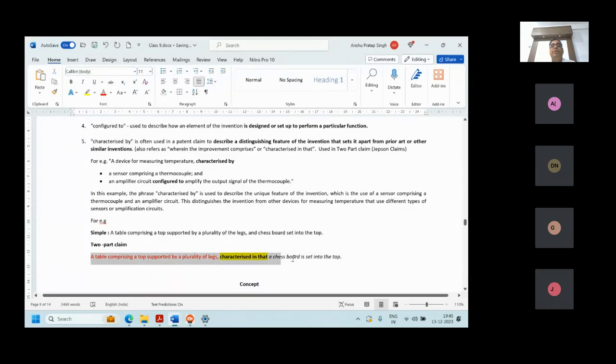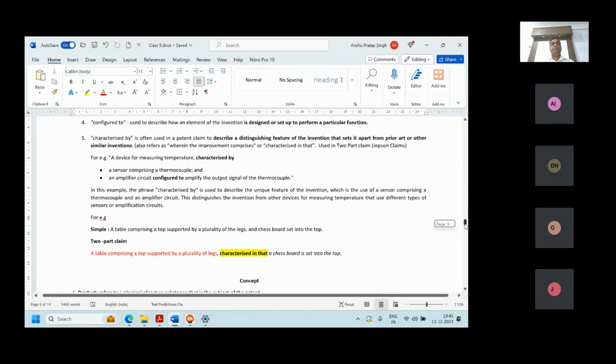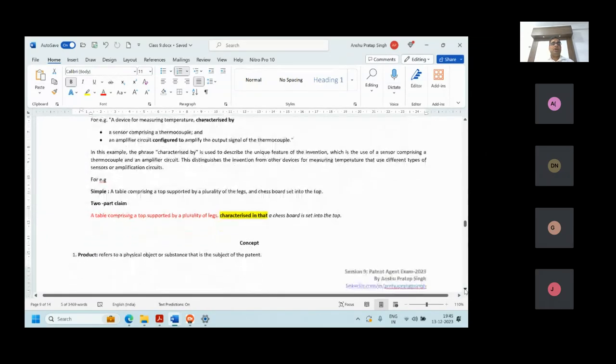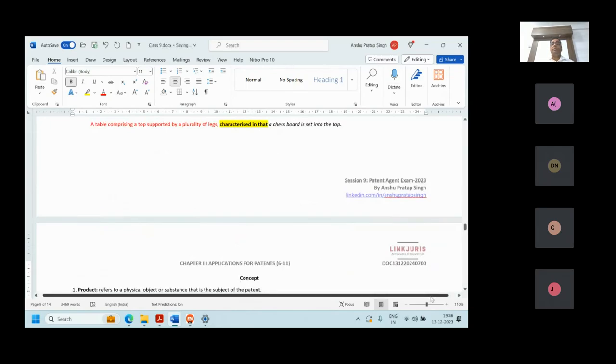This type of claim is also referred to as a Jepson claim. When I'm using characterized by, the simple understanding is that I'm emphasizing some improvement over the existing invention. I'm distinguishing the feature of the invention from the prior art, showing how it is different from the prior art. When I'm trying to cover only the improvement, then I use this kind of claim. Okay. Now let's look at a few concepts here.